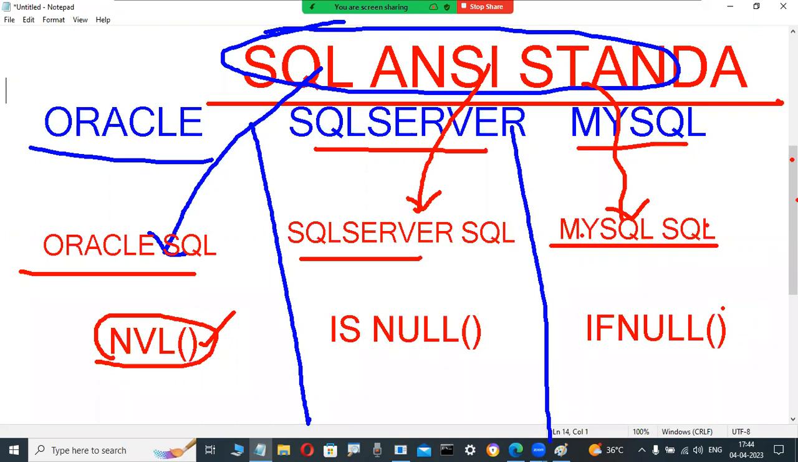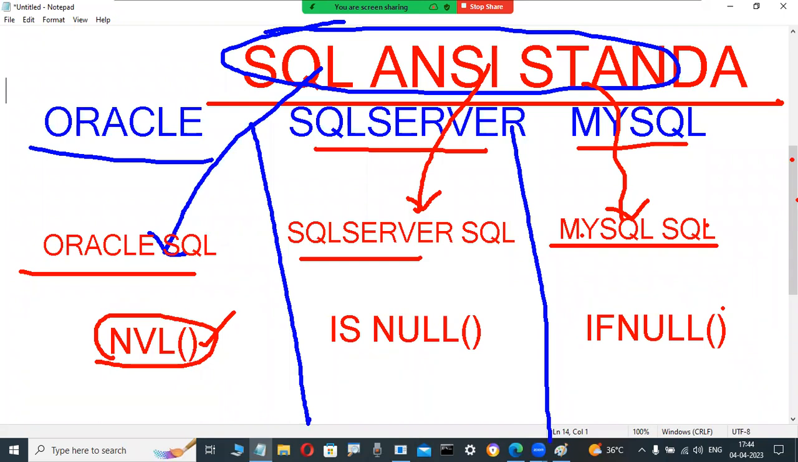If you want to operate relational database software, we use certain languages. ANSI standard SQL is a language that works on all relational databases. But unfortunately, Oracle Corporation created their own SQL language from these ANSI standards. That is called the Oracle SQL language.